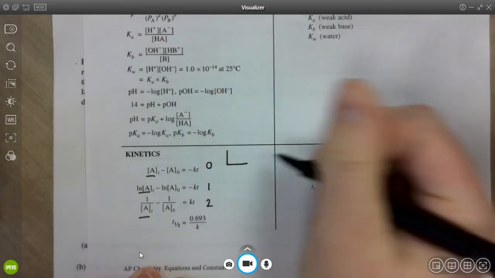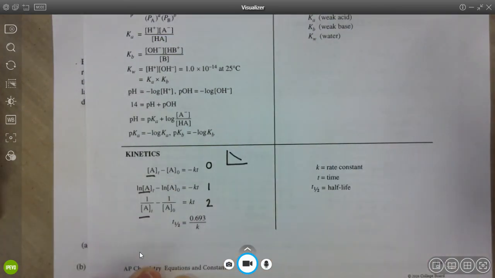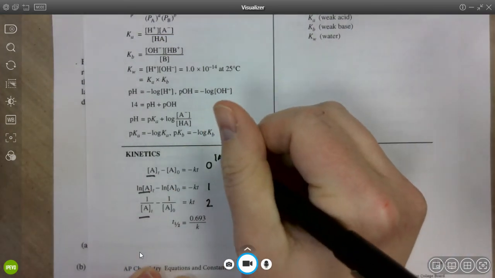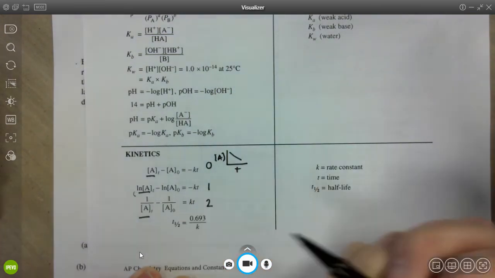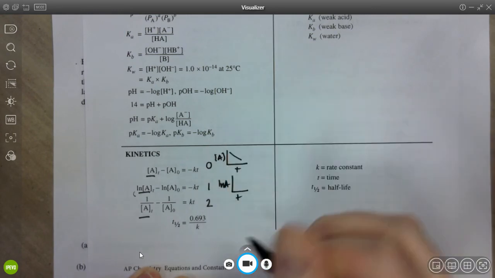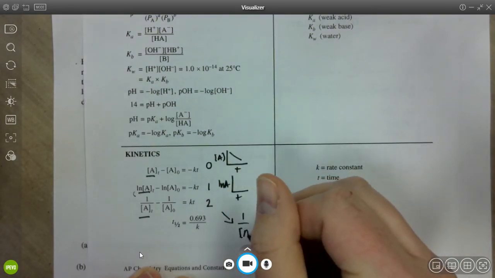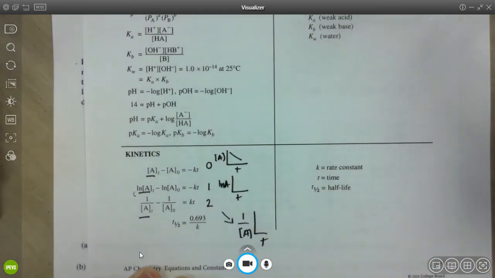So for a 0 order reaction, it is concentration of A versus t. In a first order reaction, it's natural log of A versus t. And in a second order reaction, it is 1 over A versus t. So I think that's very helpful.